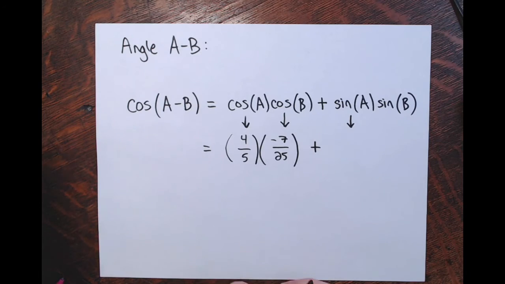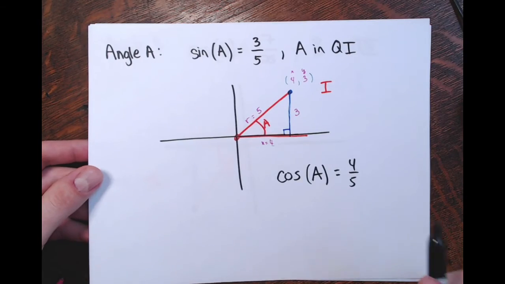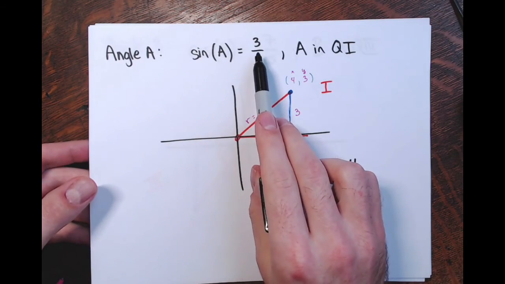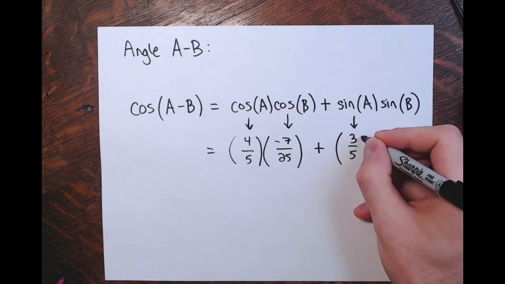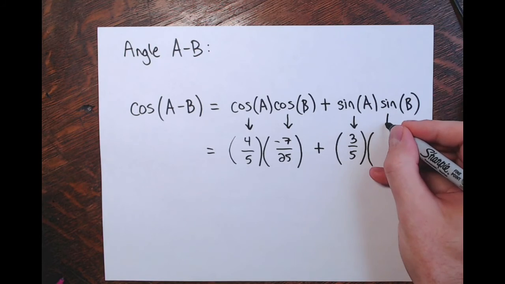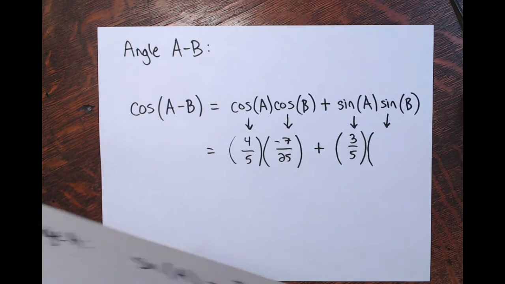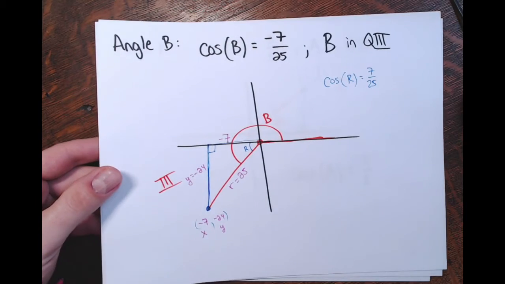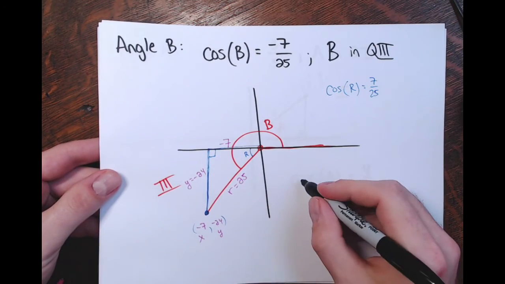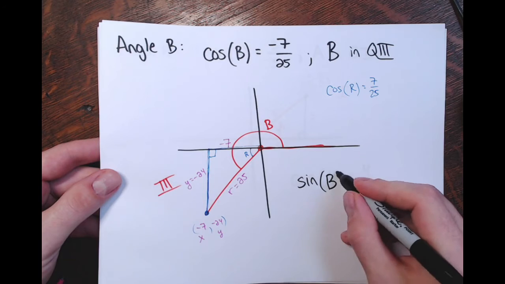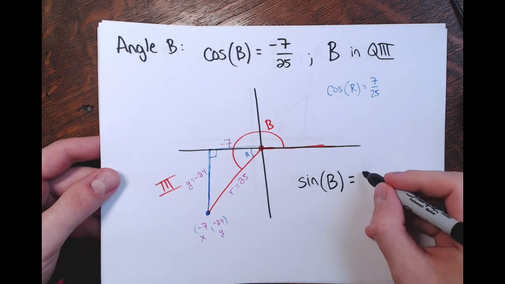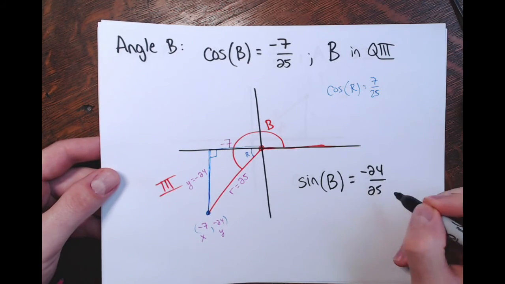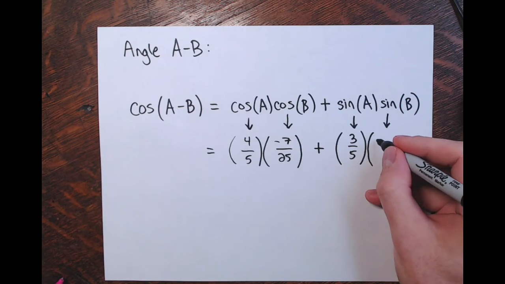All right, then we got plus. Now I'm looking at the sine of angle A. So back to my angle A picture. Now they already told me what the sine of angle A was. It's positive 3/5 times the sine of angle B, which now I'm looking at my angle B picture. Now I know the cosine, but again, very easy. I could look at my picture, the sine of this angle. Remember, that's the y-coordinate divided by the distance to the origin, negative 24/25. And there's your sine of angle B, negative 24/25.